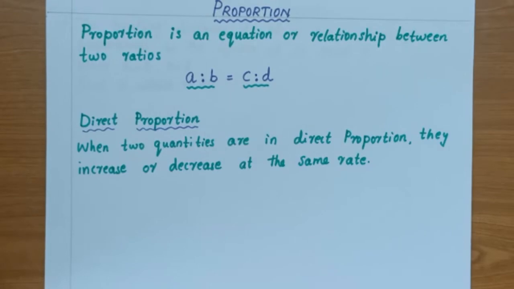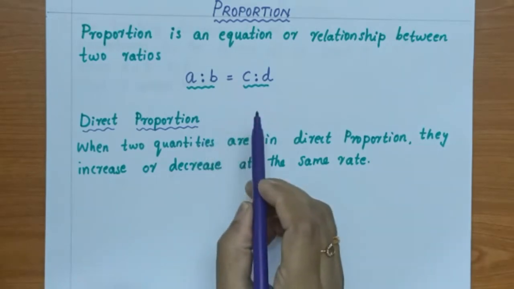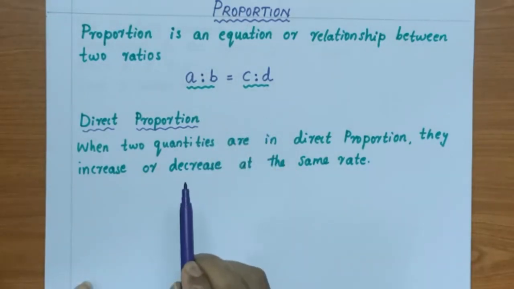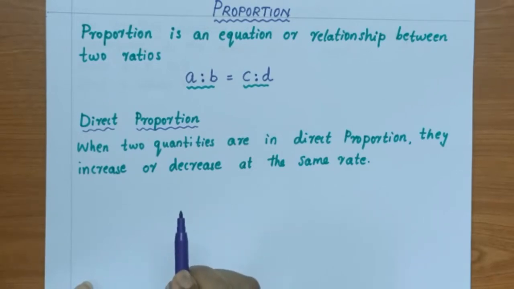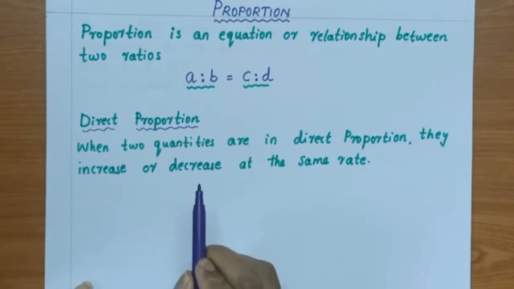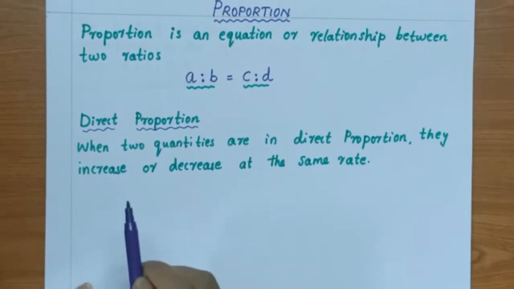It's me, Vinita. Today we are going to learn about proportion. In mathematics, proportion is an equation or relationship between two ratios. In general, A is to B equal to C is to D. There are two types of proportions, direct proportion and inverse proportion. Today we are going to learn about direct proportion.